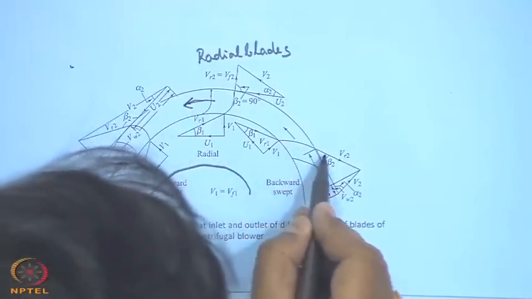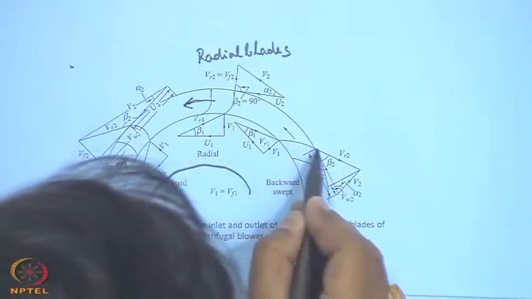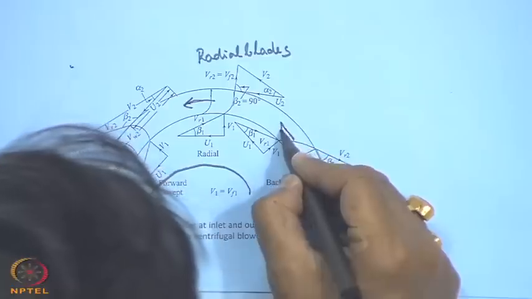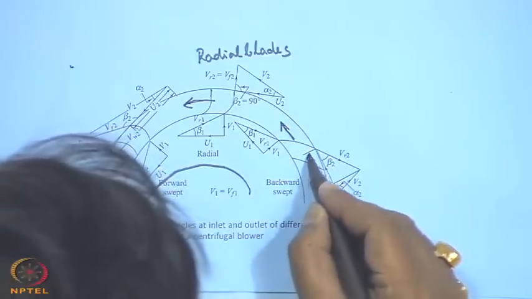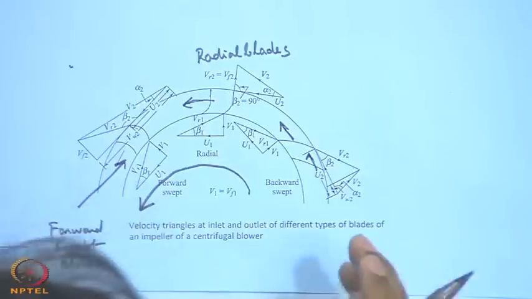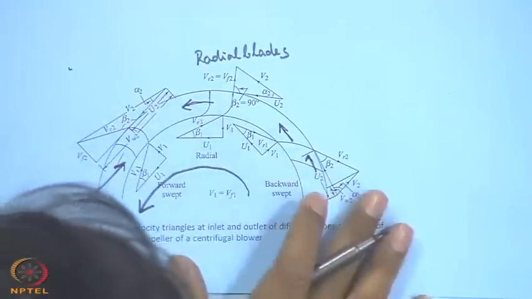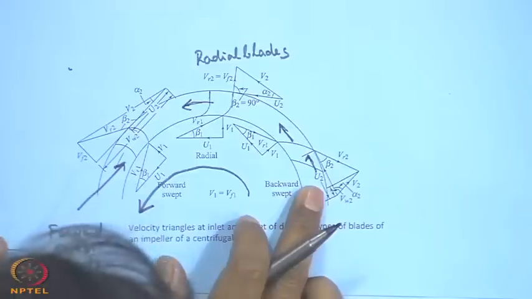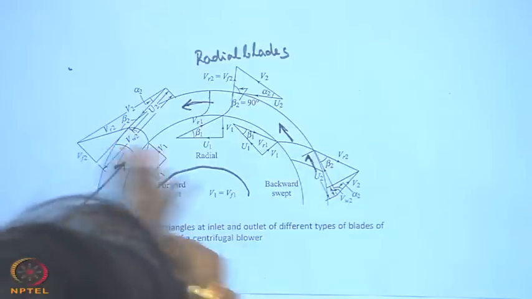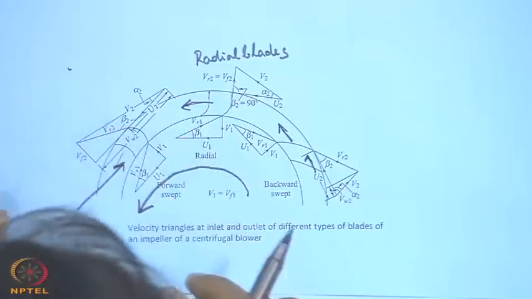Another is the backward swept blade. That means its curvature is in the opposite direction of the motion. So the velocity triangles will definitely change, as you can understand, because the direction of velocity and the curvature of the blades are in opposite directions, or the relative directions are changed.